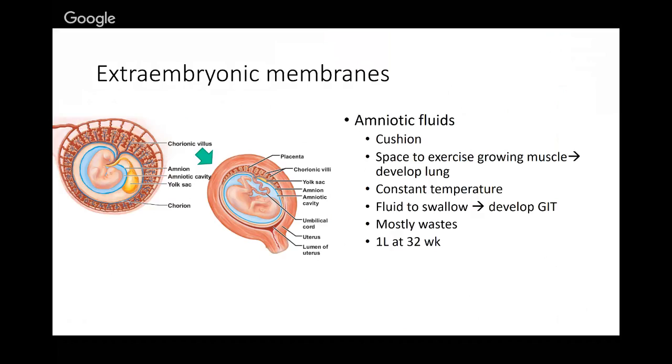Okay, so there are a lot of membranes in the uterus with the baby, but the main thing to know is the amniotic fluid. The fluid in here acts as a cushion, and it allows an environment for the fetus to grow, develop muscles and organs, and maintain a constant temperature. It contains mostly waste, obviously, so urine and everything. It's around 1 liter.